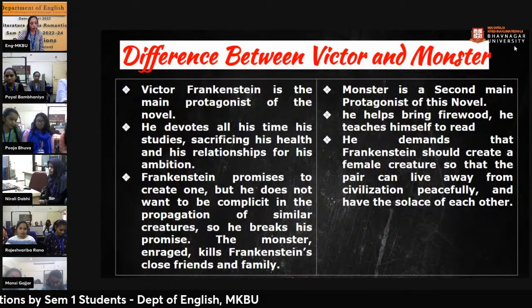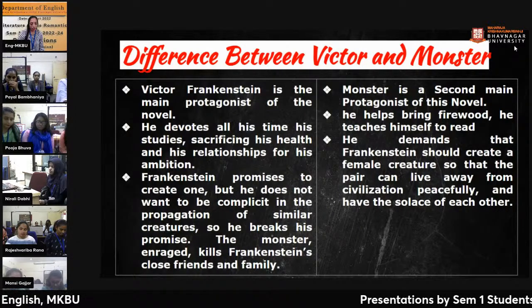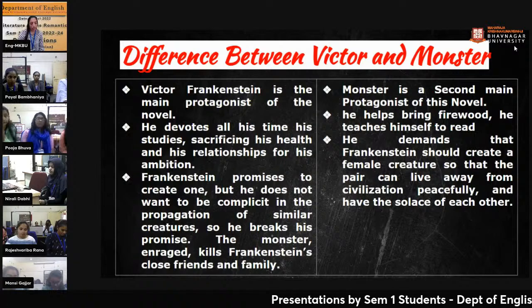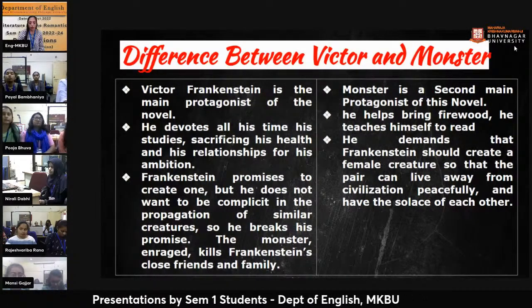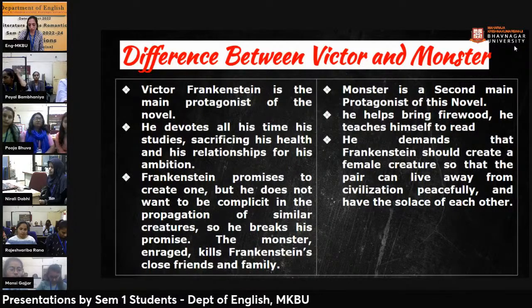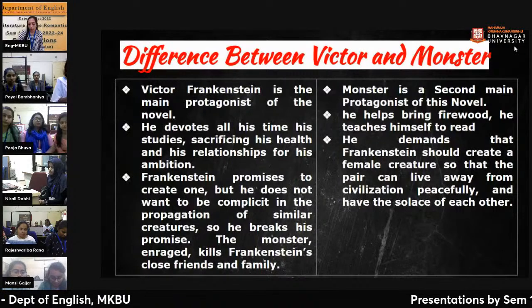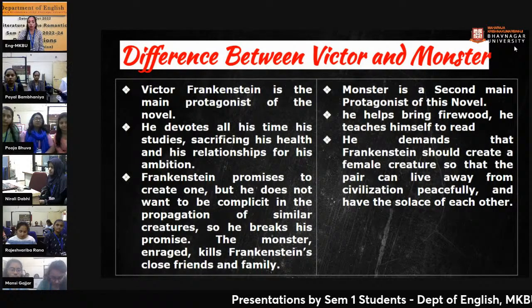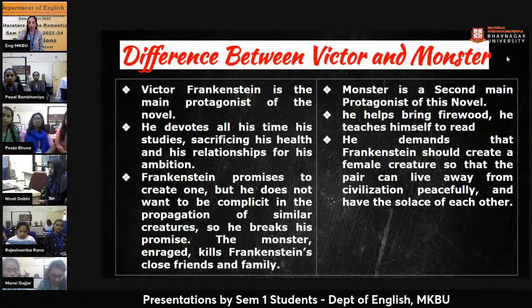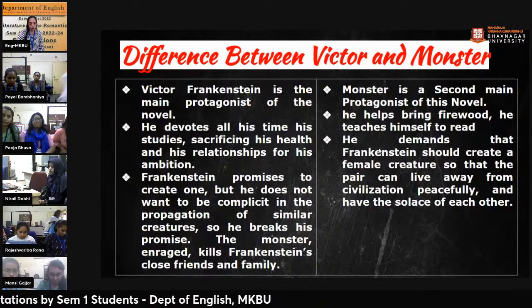He devotes all his time to his studies, sacrificing his health and his relationships for his ambition. On the other side, the monster helps bring firewood. He teaches himself to read by the family where he has gone.